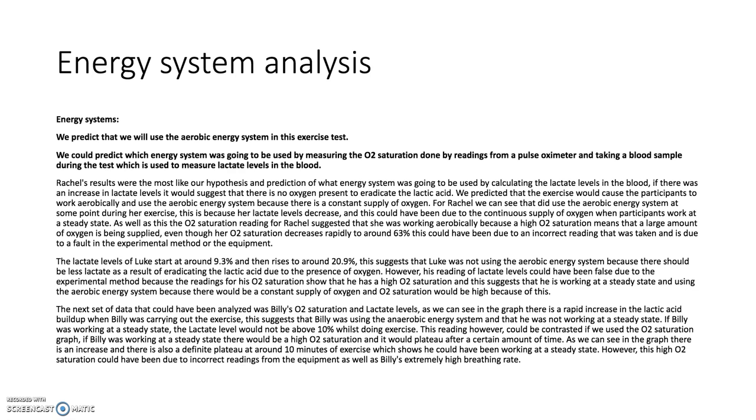As well as this, the O2 saturation reading for Rachel suggests that she was working aerobically, because a high O2 saturation means a large amount of oxygen is being supplied. Even though her O2 saturation decreases rapidly to around 63%, this could have been due to incorrect readings taken due to a fault in the experimental method or the equipment, because after this it did rapidly increase back to an accurate reading.